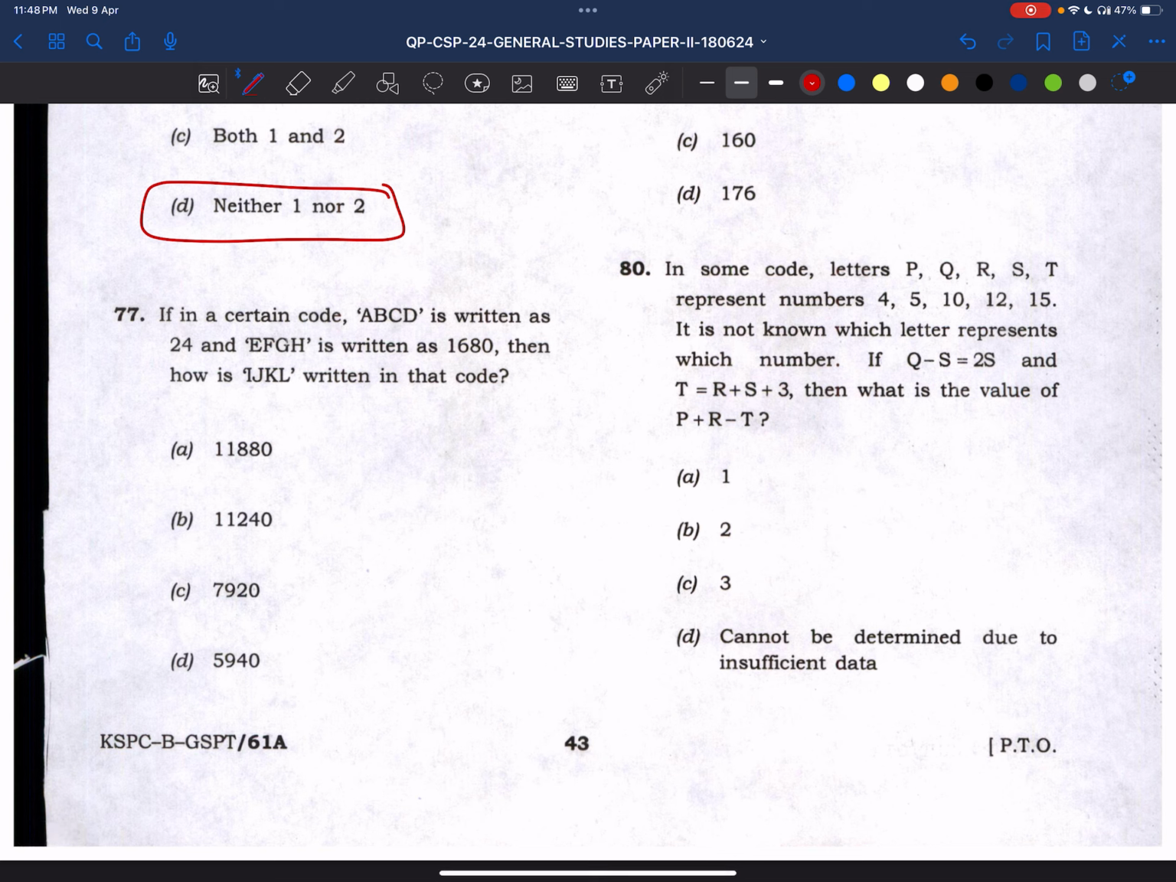If in a certain code ABCD is written as 24. See what are the numbers of ABCD? 1, 2, 3, 4. By multiplying all these numbers, what will you get? 2 times 3, 6. 6 times 4, 24. Okay, let's check. E, F, G, H. Next one, 5, 6, 7, 8. Right? See, 6 sevens are 42. 42 times 4 is 168. And the other 2 is left now. 2 into 5, 10. So 168 into 10, 1680. That means yes, this logic is correct.